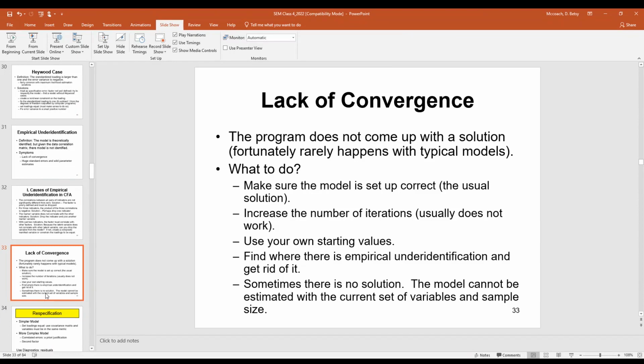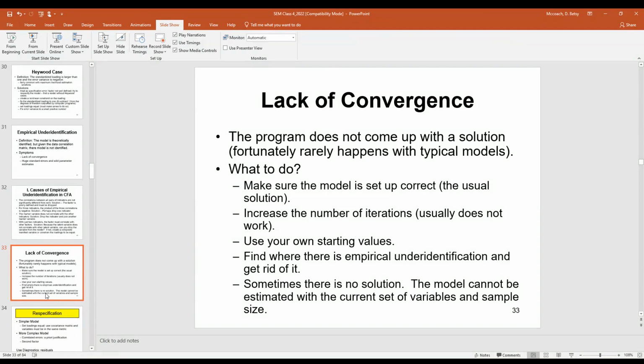Usually this doesn't happen, but if you don't get a convergent solution, most of the time M+ will actually print out where it stopped in terms of parameter estimates. It'll give you its final estimates for all of the parameters, even though it didn't converge. One thing that can sometimes work is you take those estimates, plug them in as starting values, and let it crank again. Sometimes that'll help. And then sometimes there's just no solution.